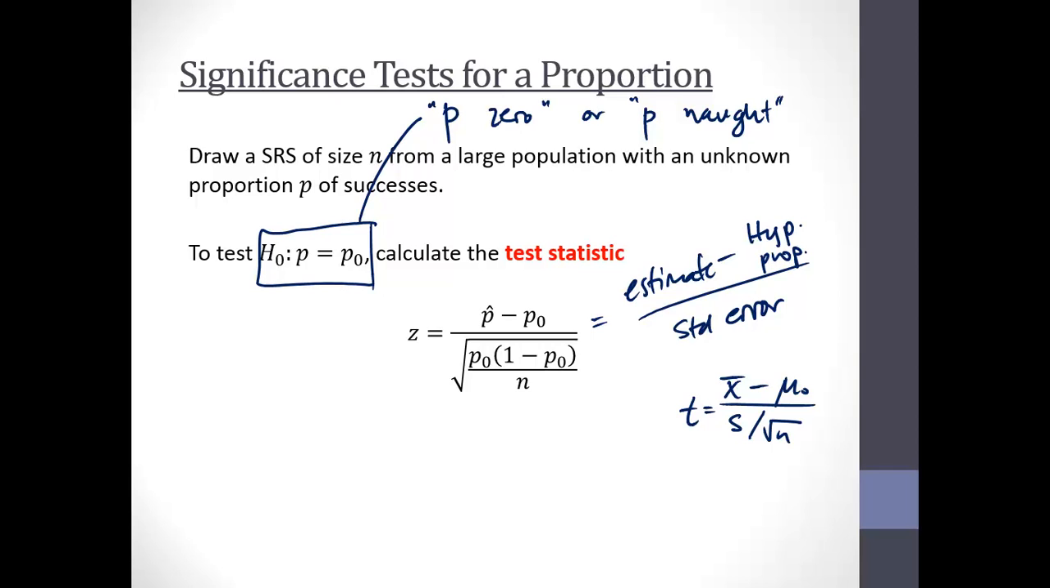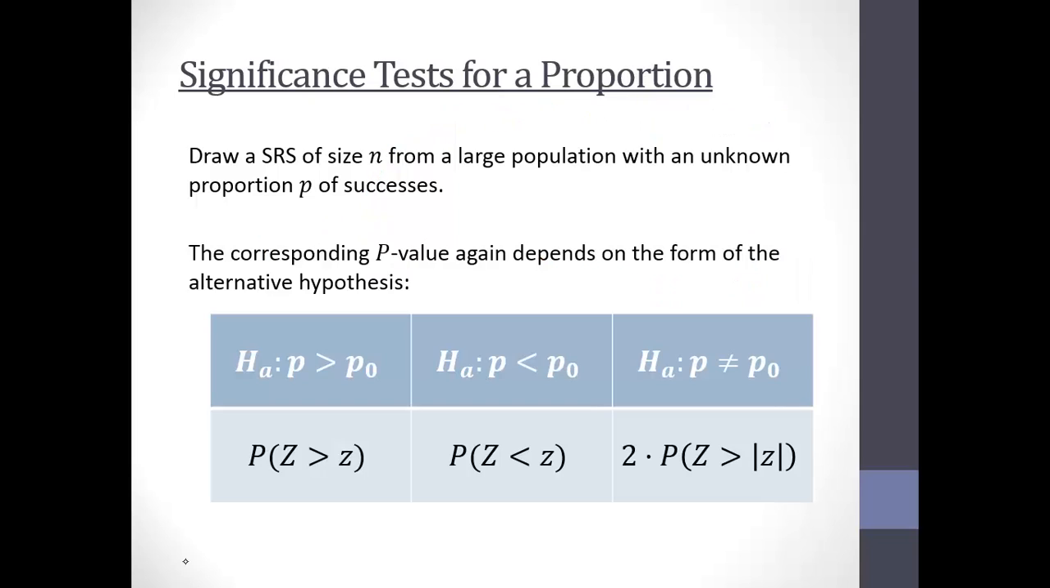Very good. Because we're assuming that p is equal to p0, we can put that into our standard error or standard deviation on the bottom there. So that's a tricky difference, but here is the formula that we're going to use here. Questions or comments on what we have there? So that's our test statistic.